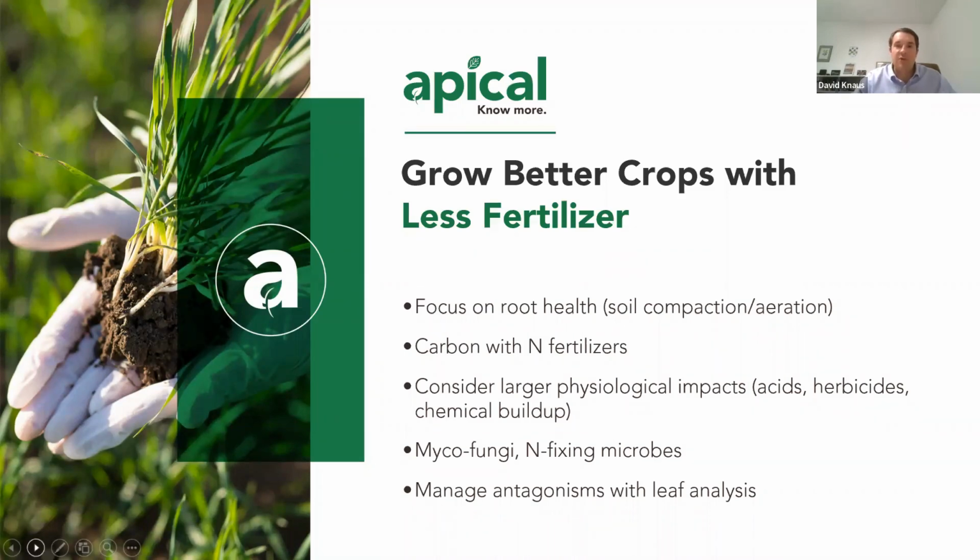Oftentimes, when we see growers using carbon with nitrogen sources, they achieve this method, right? They achieve vigorous root growth rapidly. We also find that when growers begin to consider the larger physiological impacts of long-term farming practices through acids, herbicides, chemical buildup, and start to want to do some degree of detox, they're able to begin to immediately cut back on their crop inputs of fertilizer.